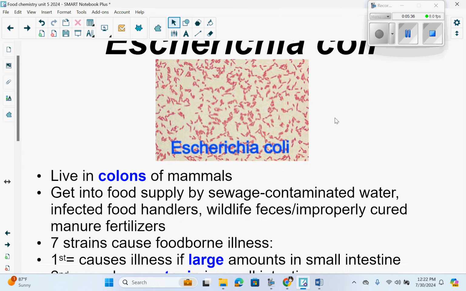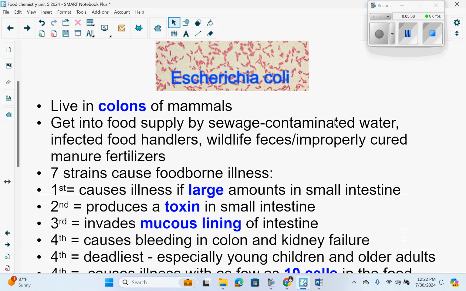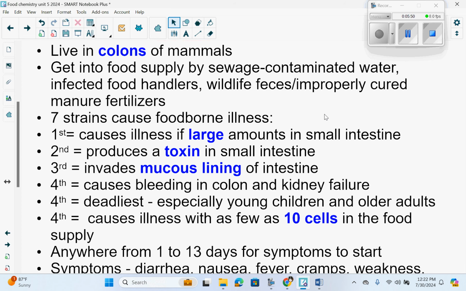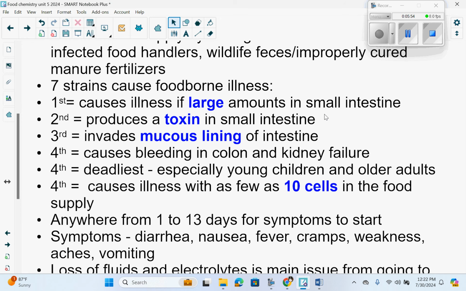Escherichia coli, or E. coli, lives in the colons of mammals, including us. It gets into the food supply by sewage contaminated water, infected food handlers, wildlife feces, or improperly cured manure fertilizers. There are 7 strains that cause foodborne illness.